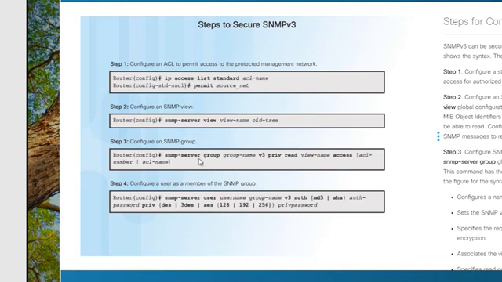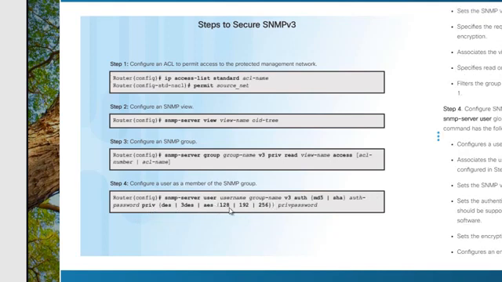Then configure a user as a member of the SNMP group. You're going to have SNMP server user username, okay, v3. Then your authentication with your encryption here, MD5 or SHA, authorization password or auth password, priv or whatever type you're using, and your encryption type here, then your encryption password, priv password. Okay, so you're going to have all that to set up.